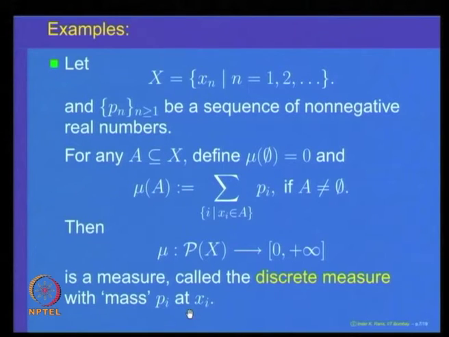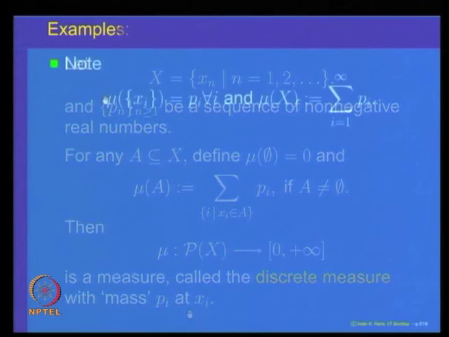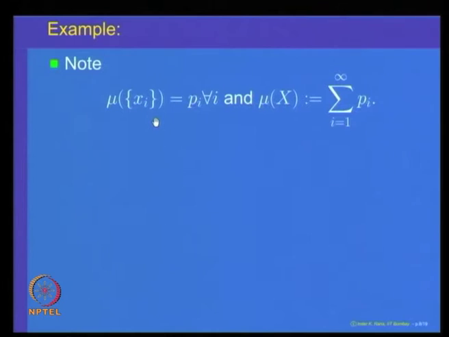So this is what is called a discrete measure, because it is given by a sequence, and p i is called the mass at the point x i. As we observed, mu of the singleton x i is equal to p i for every i, and mu of the whole space, which is equal to the summation of mu of the singletons, is the summation of p i's. So mu of X is equal to the summation of p i's.